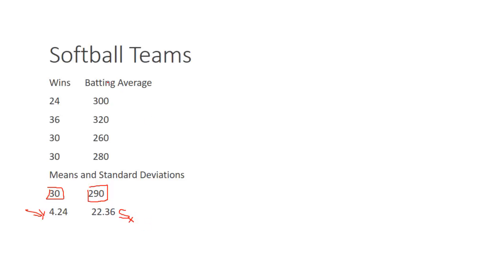How do I know that's x and y? This is x, and this is y. How do I know that? Because I know the batting average, and I'm trying to predict wins. So this is independent and dependent. Independent. Dependent. X and Y. I know X, I'm trying to predict Y.